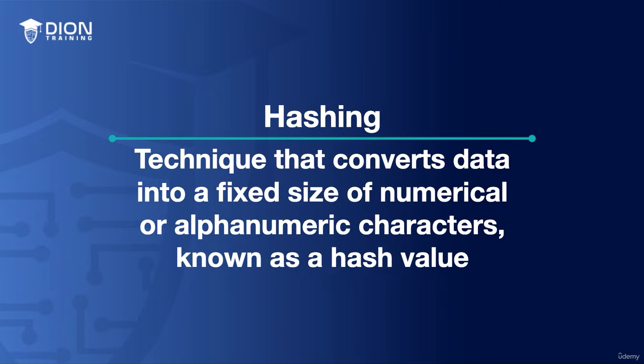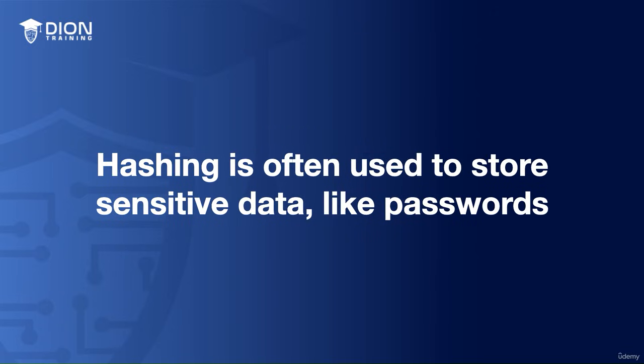Third, hashing. Hashing is a technique that converts data into a fixed size of numerical or alphanumeric characters, known as the hash value. Unlike encryption, hashing is a one-way function. Once data is hashed, it cannot be reversed or decrypted. Hashing is often used to store sensitive data, like passwords, and it's also used to check the integrity of files.